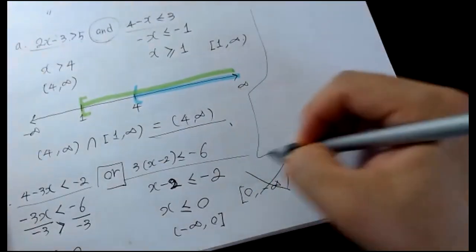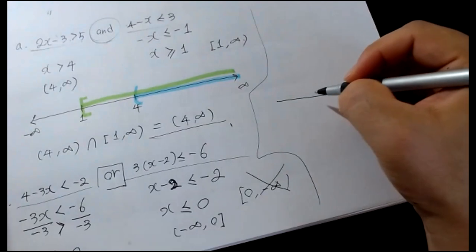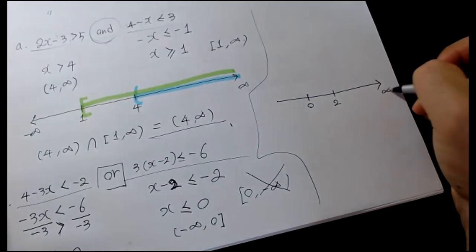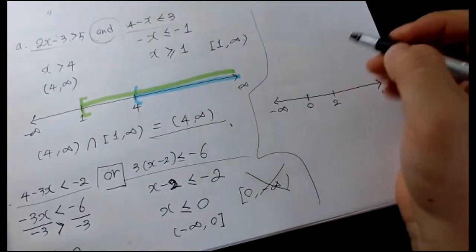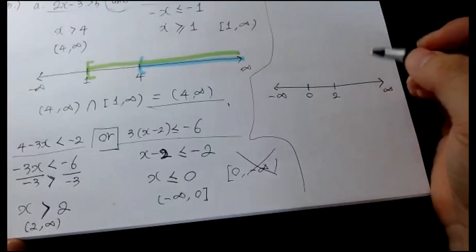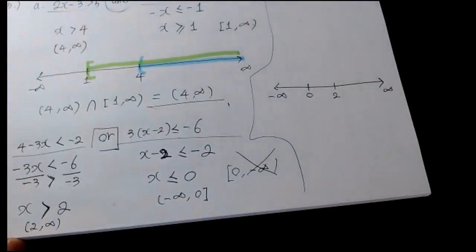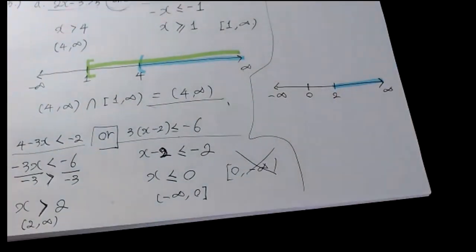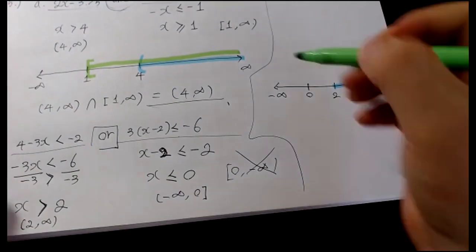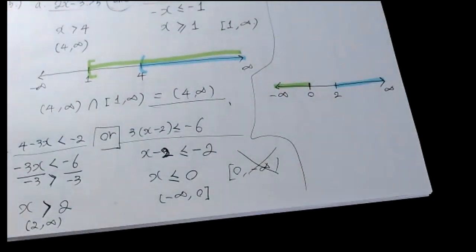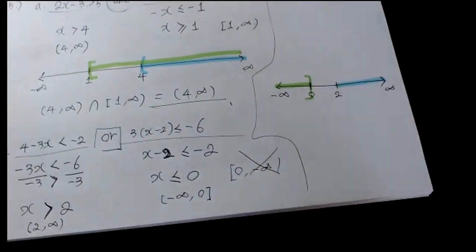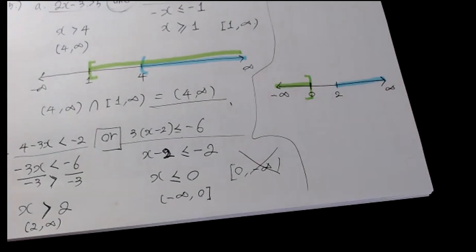The number line is right here. Here's 0, here's 2, and the infinity is negative infinity. So 2 to infinity is this. The negative infinity to 0 is this. This is closed, and at 2, this is open.